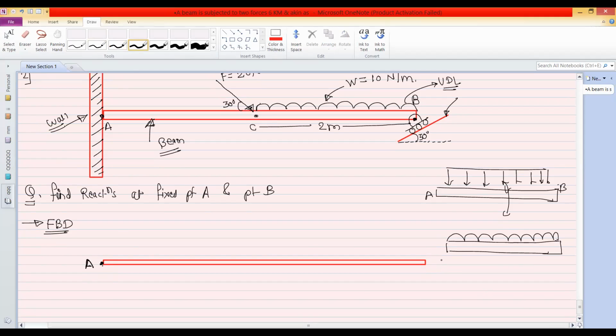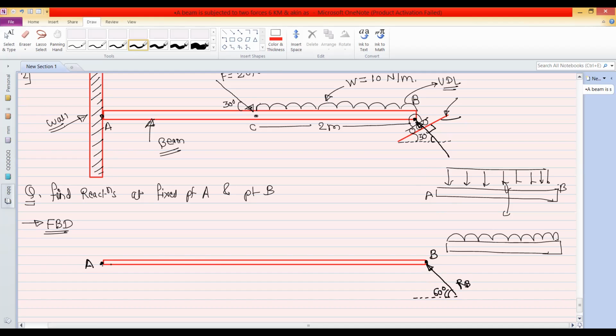So point A is the fixed support, and point B is the roller support. For the roller support, there will be one reaction, and that reaction will be perpendicular to the surface on which the roller is mounted. So this is the reaction. It is perpendicular to this inclined surface. So this is the reaction RB. The angle of the reaction RB you can find out by using this geometry. This is 30 degree, this is 90, so this angle will be 60 degree.